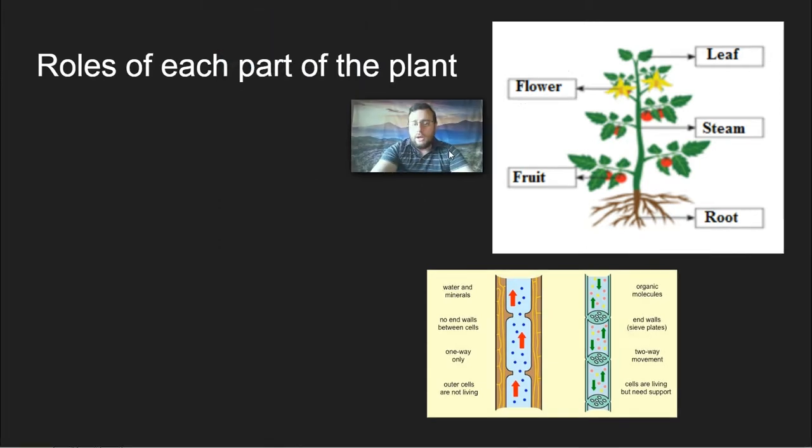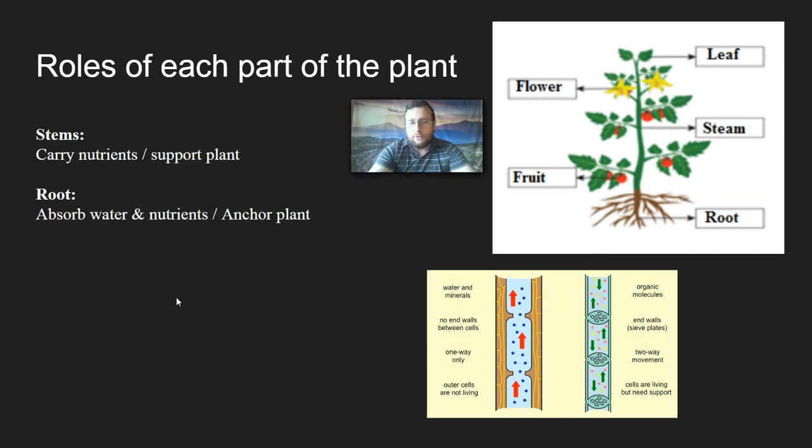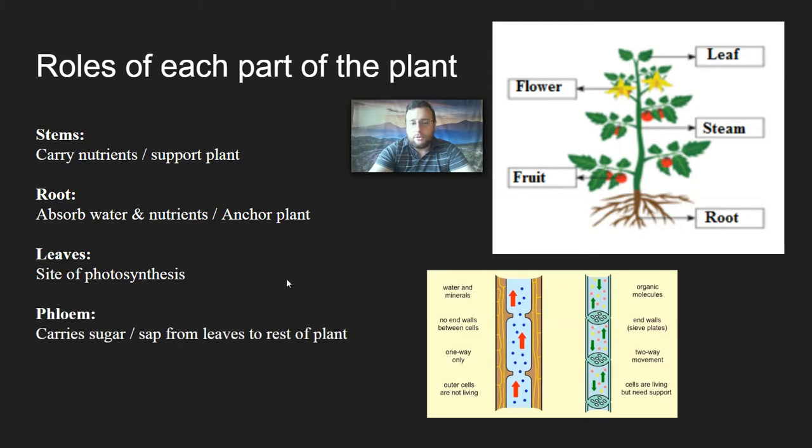So here, let's go ahead and review all the things we talked about in this video: the roles of each part of the plants. Remember, the stem carries nutrients that support the plant. The root absorbs nutrients and anchors the plant. And in complex plants, they both have vascular systems inside to do that job. The leaves are the site of photosynthesis. The phloem carries the sugar or sap from the leaves to the rest of the plant. And the xylem carries water and nutrients out to the leaves so that the plants can do their job.